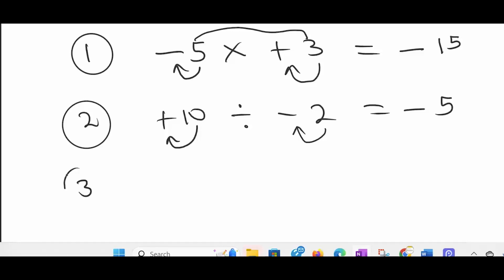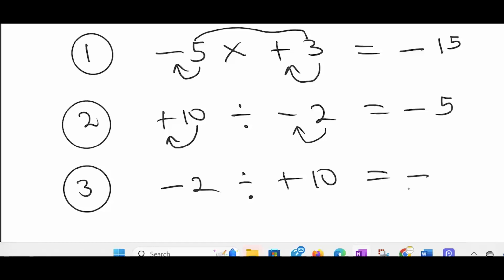Let's look into another example here. We have negative 2 divided by positive 10. In this case, 2 is negative, 10 is positive. So the first thing we need to do is to combine the signs. Since the signs are different, we know that they combine together to become negative.